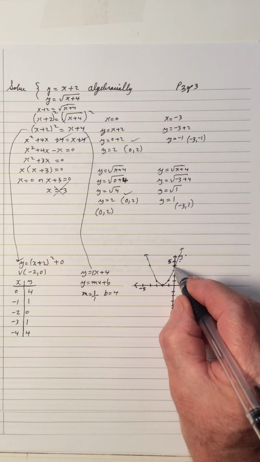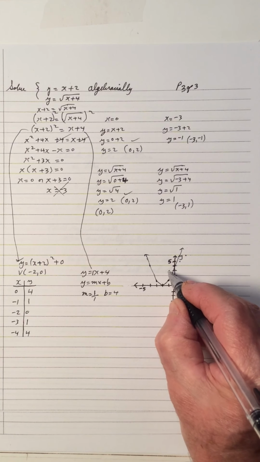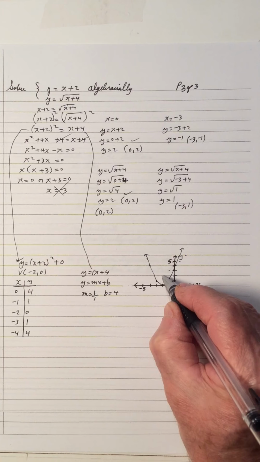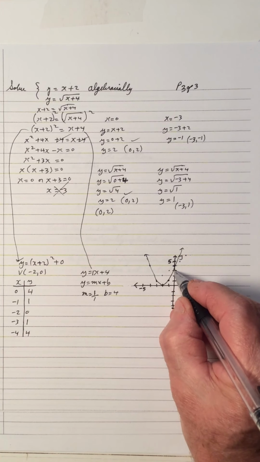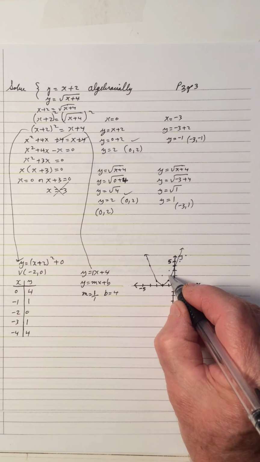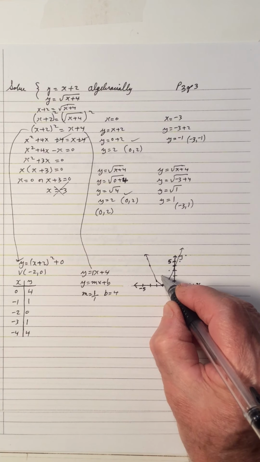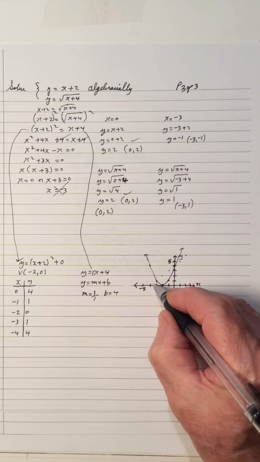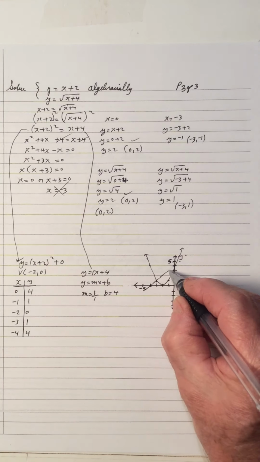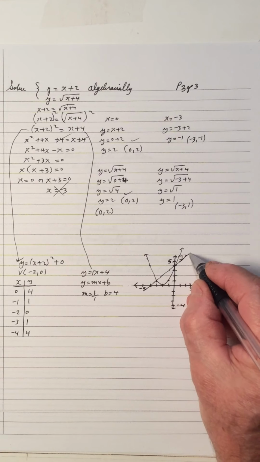Or we can go the other way. Down 1, right 1. Down 1, left 1. So this is the line that's passing through all those points.